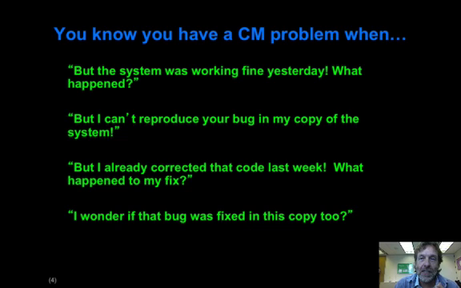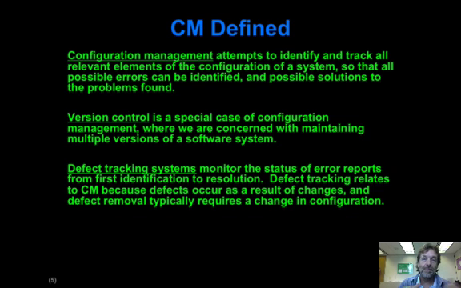Now there are some famous things that you hear around the cubicles in software development organizations, and they're all indicative that something's going wrong with your configuration management process. Here are some examples. System was working fine yesterday. What happened? I can't reproduce your bug. Wait a second, I already made that fix. Why aren't you seeing it? And oh, wait a second, I made a fix. I wonder if it's available here. These are all examples of problems that configuration management tools can help you solve, but they don't provide a silver bullet. It's a combination of the way you use the tool and the tool itself that enables you to either avoid these problems or confronts you with them.